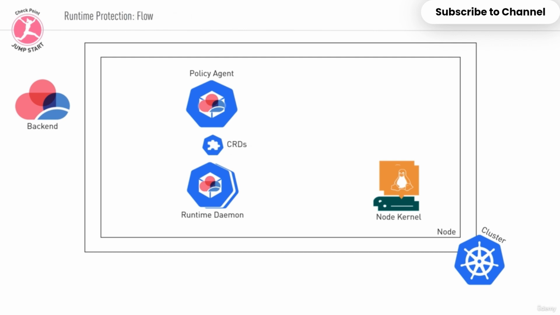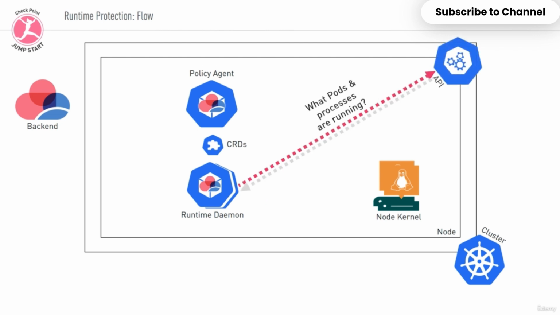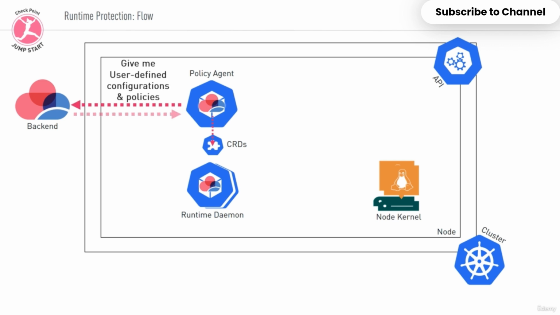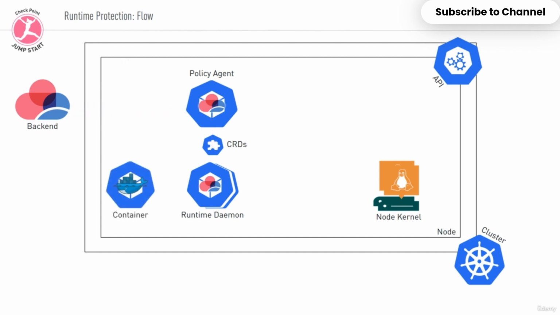So, once deployed, the flow would look like this. A node's runtime daemon requests information from the cluster's API server to determine which pods are running in the cluster and the processes that are running. These processes are basically system calls to the cluster's kernel. Meantime, the CRDs are constantly updated with valid signatures and profiles the Runtime Policy Agent retrieves from the CloudGuard backend. When a kernel system call is made by a protected asset within the cluster, its runtime daemon monitors the call and examines its validity against the CRD definitions. If there's a deviation from the policies defined in the CRDs, an alert is sent to the CloudGuard backend.